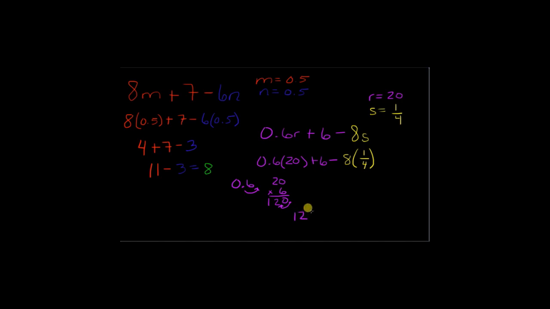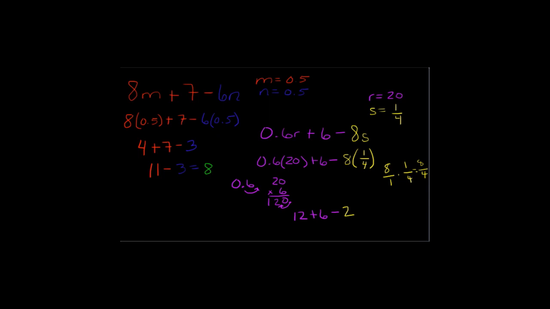12, we're going to bring down our plus 6, and we're going to subtract our 8 times 1/4. We saw in the last example that half of 8 was 4. So what is a quarter of 8? Well, let's do that also on the side, because technically that means the same thing as 8 divided by 4. If you multiply across, you can see that 8 times 1 is 8, and 4 times 1 is 4. So 8 divided by 4 gives us 2.